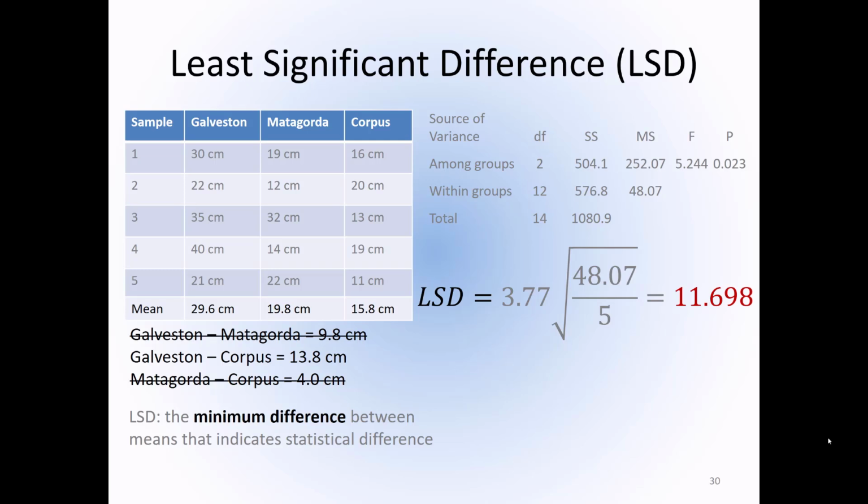The only difference that we observe here is the fish between Galveston Bay and Corpus Christi, and the difference in the means is 13.8 centimeters, and our least significant difference, meaning that minimum threshold that we need to exceed, is 11.698. So it does indeed exceed that threshold, so we can say statistically that the fish in Galveston Bay are different from the fish in Corpus Christi Bay.